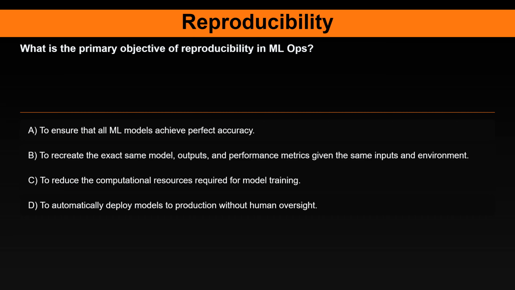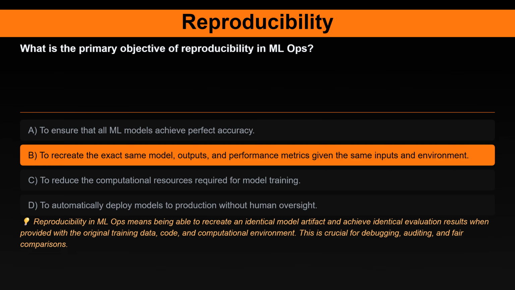Option C. To reduce the computational resources required for model training. Option D. To automatically deploy models to production without human oversight. The correct answer is to recreate the exact same model, outputs, and performance metrics given the same inputs and environment.